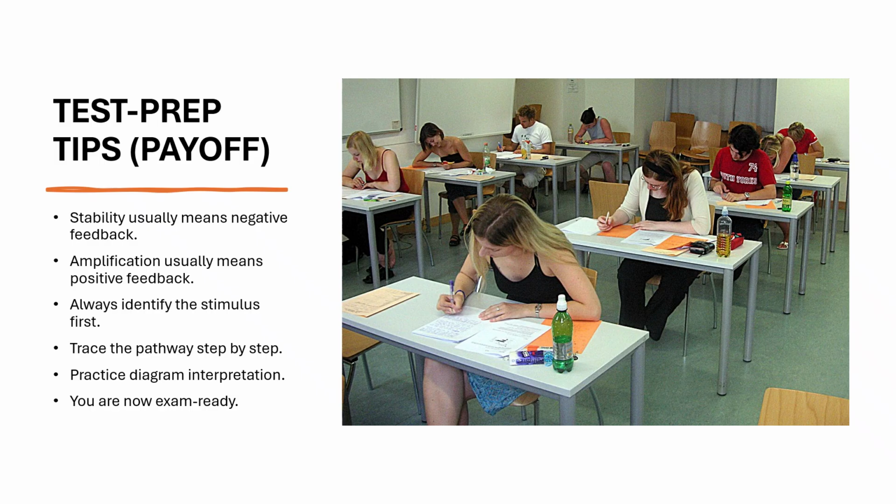Here are your final exam tips. If the system restores balance, it is negative feedback. If the response increases the change, it is positive feedback. Always start by identifying the stimulus. Follow the pathway carefully and logically. Diagrams are easier than they look when you slow down. You now officially understand feedback mechanisms.